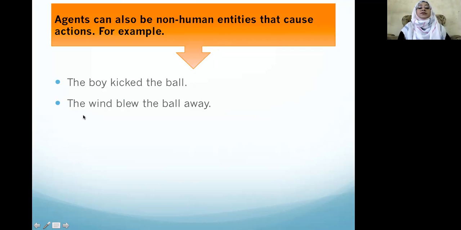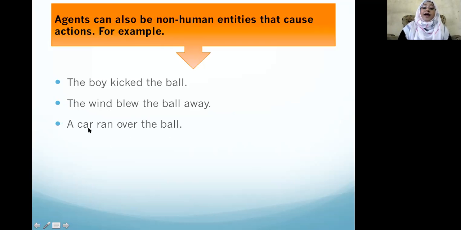But in the next sentence, the wind blew the ball away. So it performed the action of moving the ball from one place to another. Which is that word? The wind. Although the wind is not a human being and is not performing the action, it can be the cause of the moving of the ball. It can be the cause of performing an action, right? So in this way, the wind can be called the agent of the sentence.